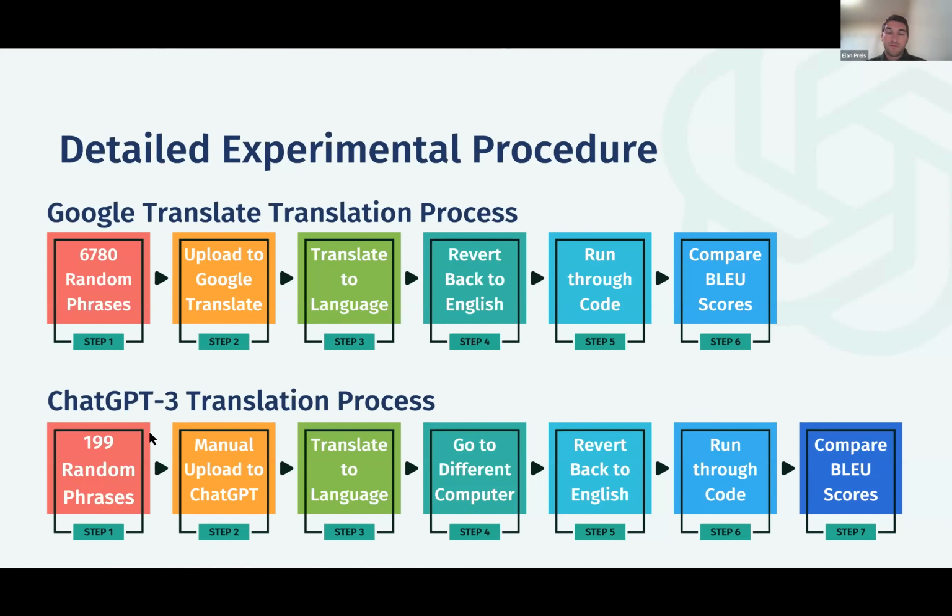For ChatGPT 3, there's a limitation on the number of characters that can be inputted. So these had to be done manually, which reduced our number of samples. But the same process applies: translate it to a language, revert back to English, and then run it through our code.